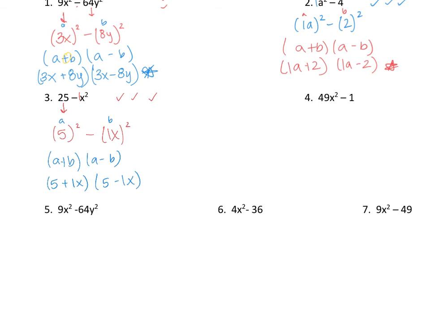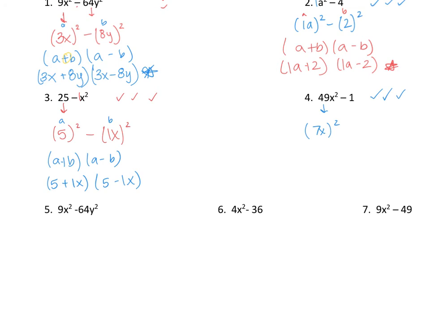All right, we're going to go on to the next one. 49 and 1. Are those perfect squares? Yes. Is there a minus sign? Yes. And is there a squared? An exponent of 2? Yes. Okay, so then what I'm going to go ahead and do is take the square root. What's the square root of 49x squared? Okay, and that gets me 7x.